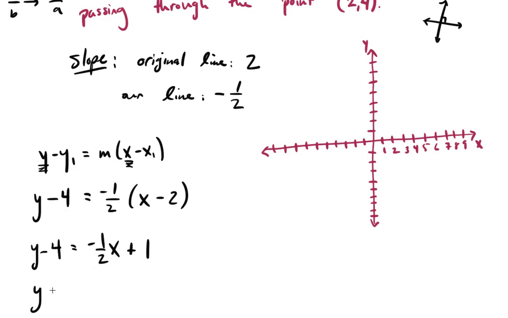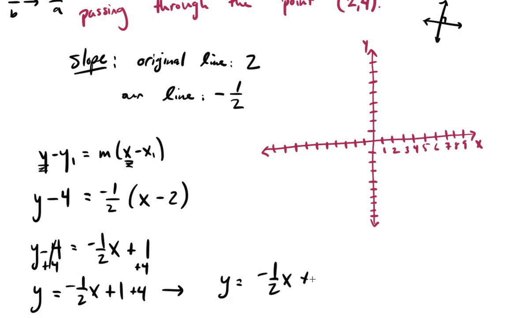And then we're going to move that 4 to the other side. So we're going to have to add 4 to both sides to get rid of that 4. So this is going to give us y equals negative 1/2 x, and then 1 plus 4 will be plus 5. Okay, so here's the equation of our line.